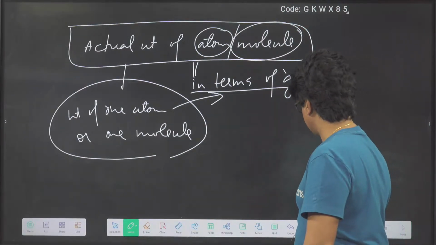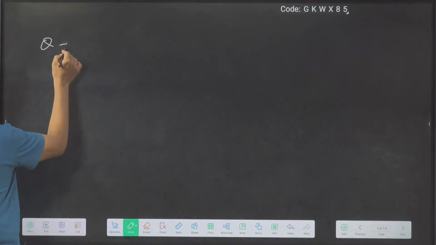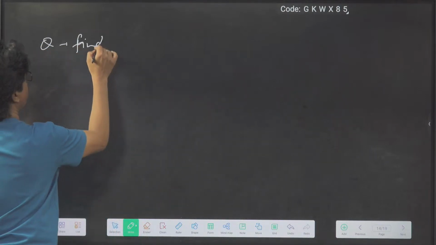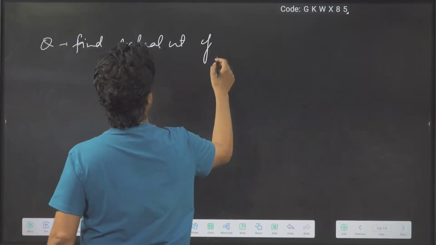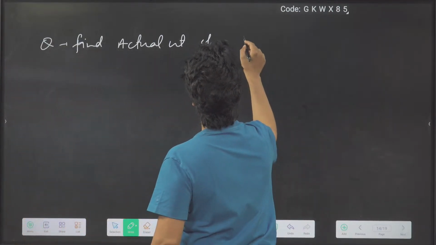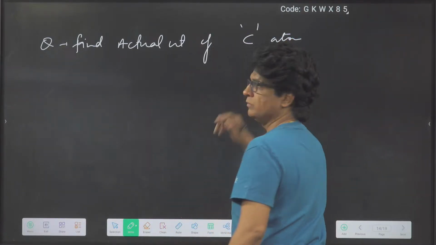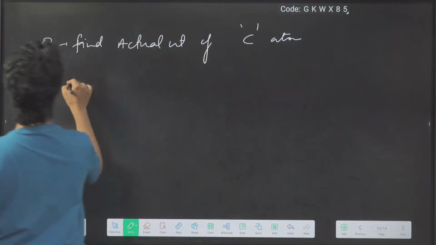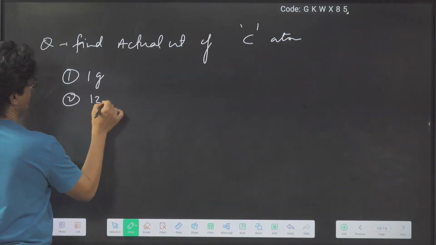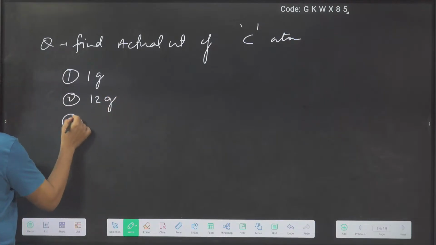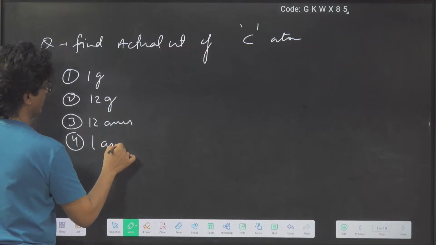Okay, then answer this question now. Answer this question if you have got it. The question: find the actual weight of a carbon atom, right? First option is 1 gram, second is 12 gram, third one is 12 AMU, fourth one is 1 AMU.